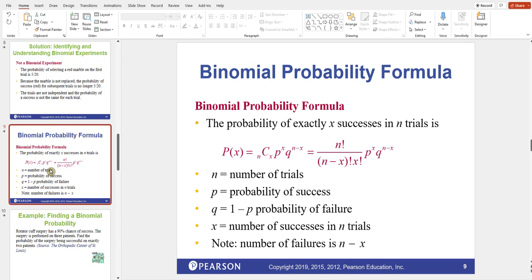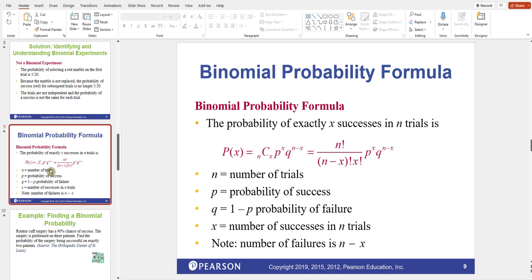So now we're going to calculate probabilities for binomial distributions. And you can do this by hand, or you can use my Excel template, or you can use StatCrunch. So the probability of exactly X successes in N trials is this formula. Now, when I was in school, we had to do this by hand. Back in the Stone Ages when we didn't have technology like we do today.